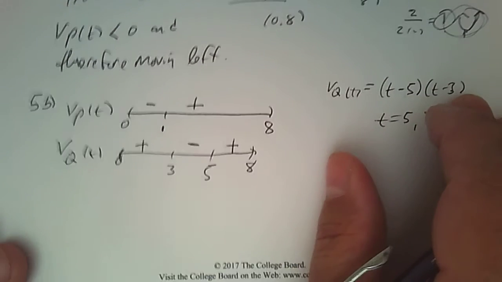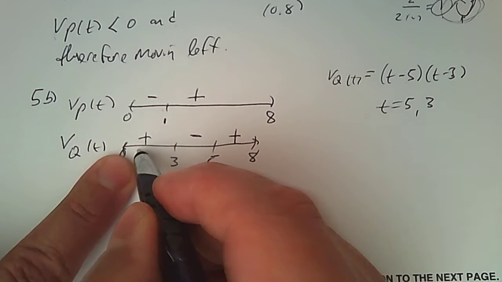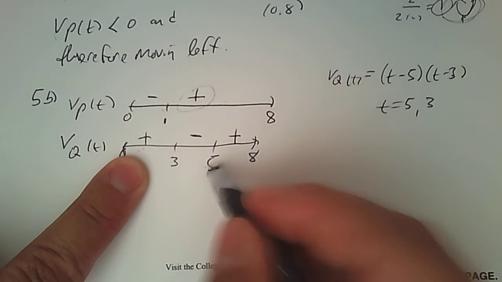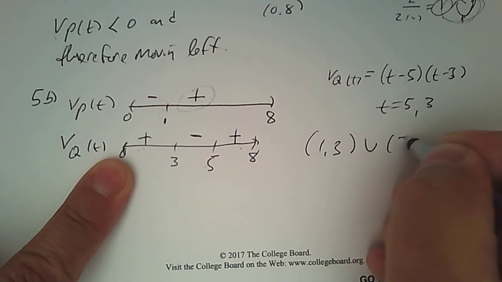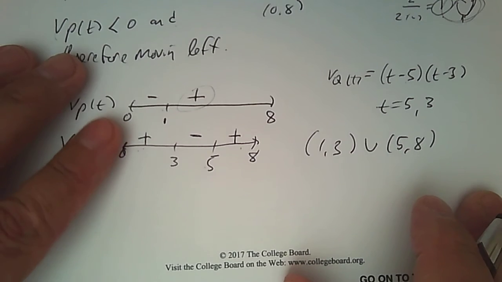So when are the directions going the same way? From 0 to 1, no. But from 1 to 3, they match. And from 5 to 8, they match. So from 1 to 3 and 5 to 8, both particles are moving in the same direction.